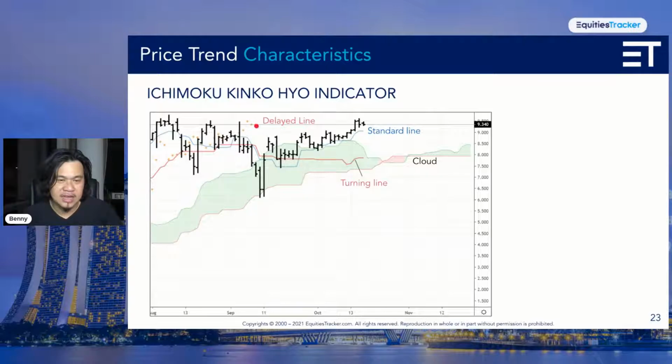Then we have the delayed line. This delayed line, this dotted one here, is basically just today's price, but plotted at the back. First of all, we don't really need a delayed line, because on the chart itself we can already see where the price was 26 days before. It's useless, basically. But for that guy it's useful, because remember, he's looking at numbers only. Here, we are looking at a chart. Then we have the standard line, the turning line, and of course the cloud, which is a derivative of the standard and turning line.